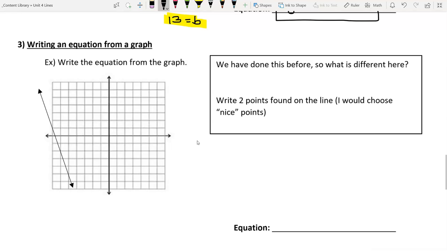Moving on. We're flying through it. But again, you can always pause. So write the equation from the graph. We have done this before. We did this yesterday. But what is different, I can't see my b value.